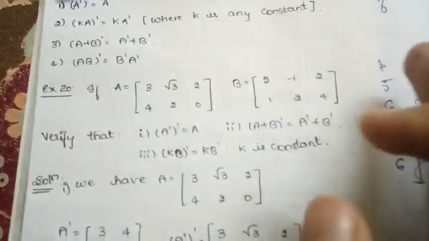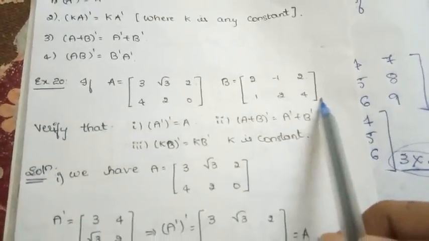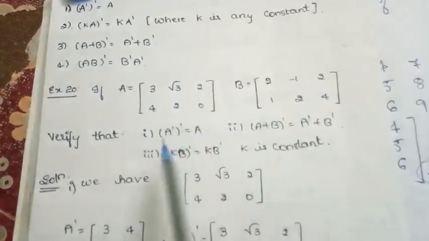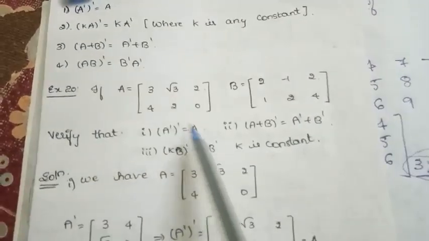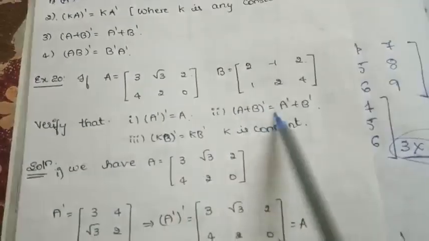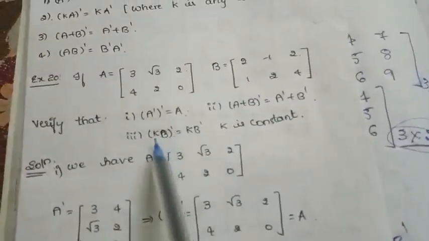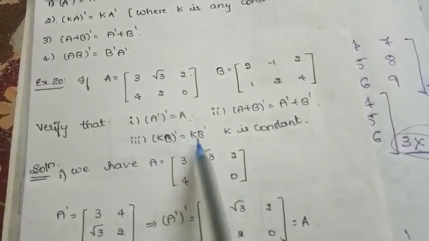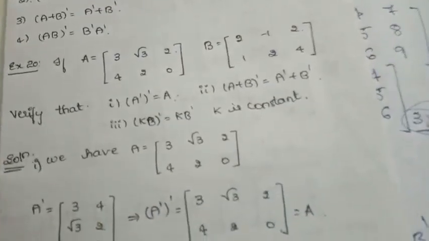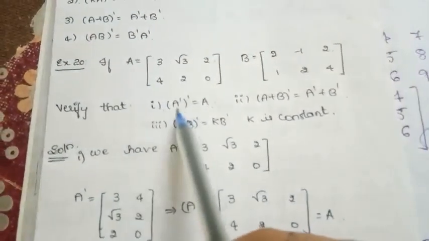They have given a matrix A which is of order 2 cross 3, and matrix B which is also of order 2 cross 3, and they have asked to verify that (A transpose) transpose is equal to A, and (A plus B) transpose is equal to A transpose plus B transpose, and (KB) transpose is equal to K into B transpose, where K is some constant. Okay, so first thing is this one.